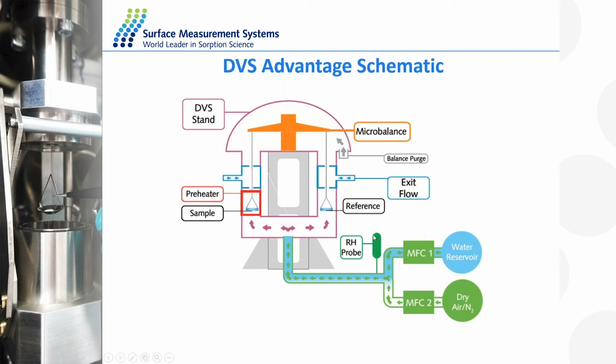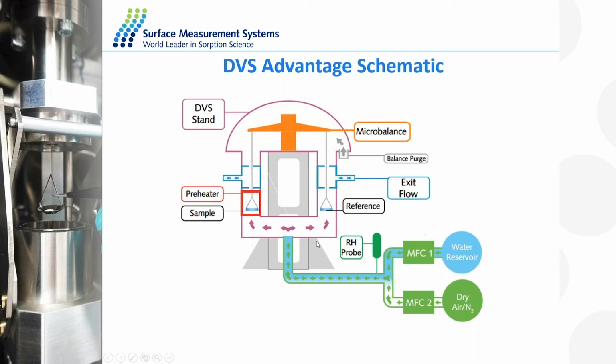In the middle will be read by a sensor that reads the concentration of water, the relative humidity, and then it will be pushed into the system, into the two chambers, the sample and reference chamber, which are two metal pans connected via hang down wire to a microbalance on the top.